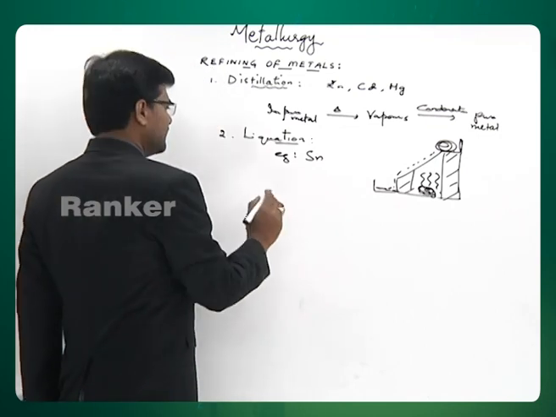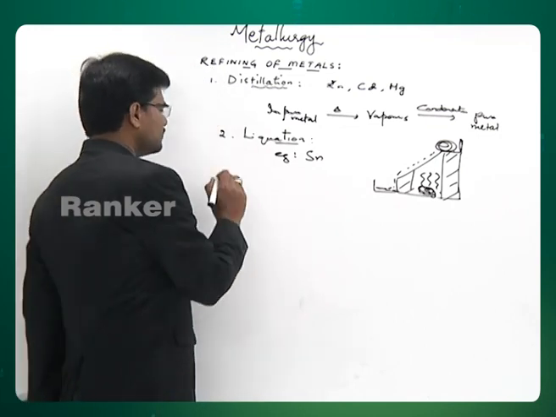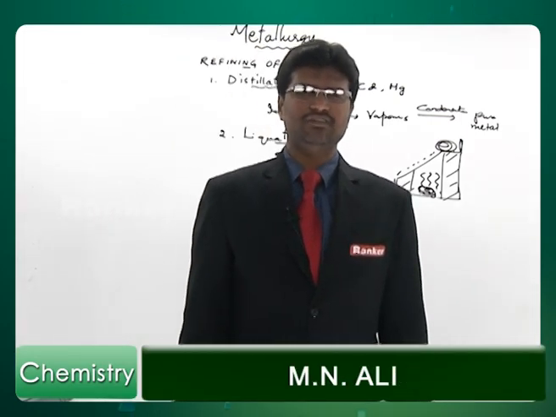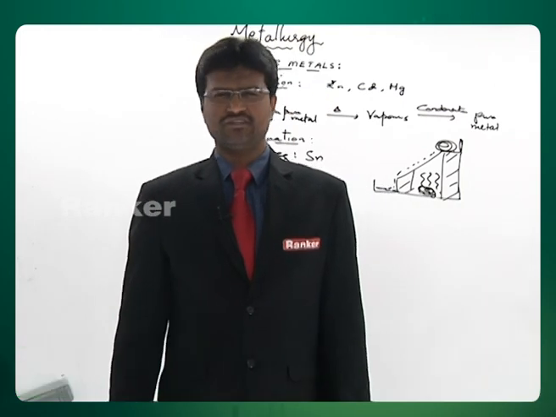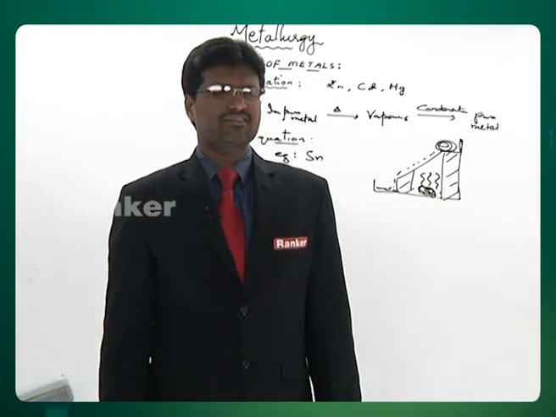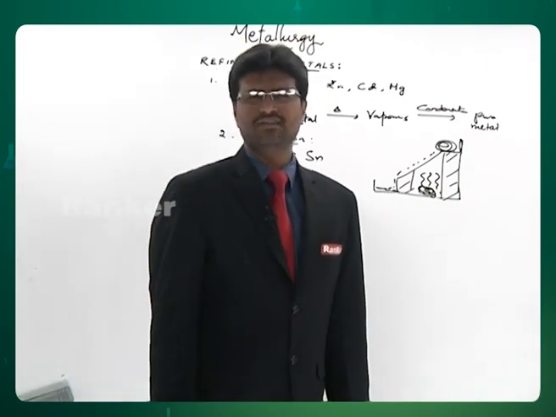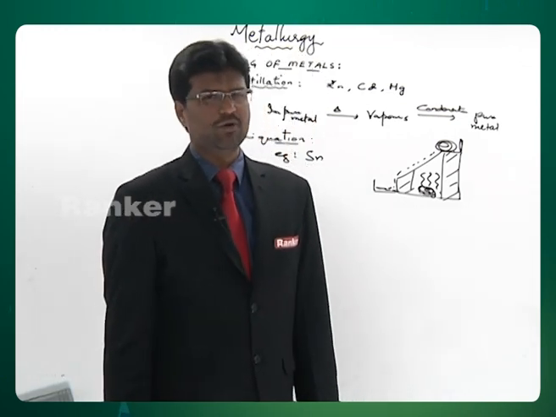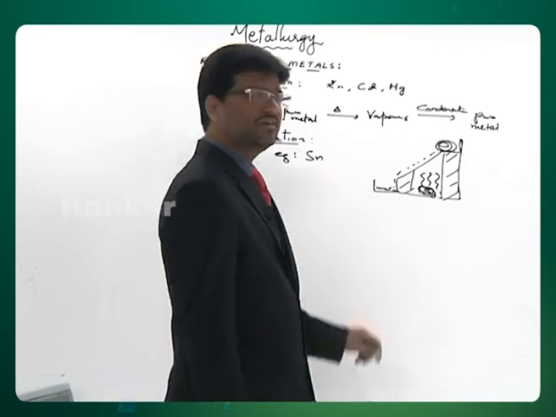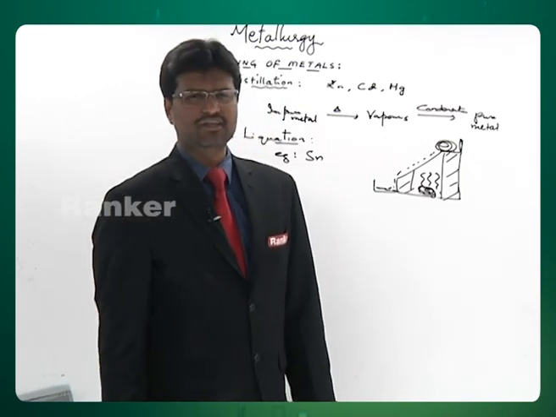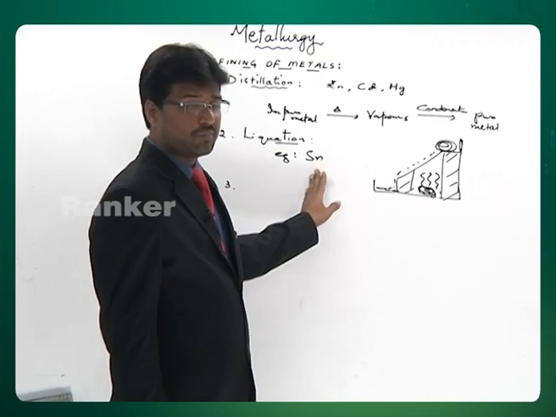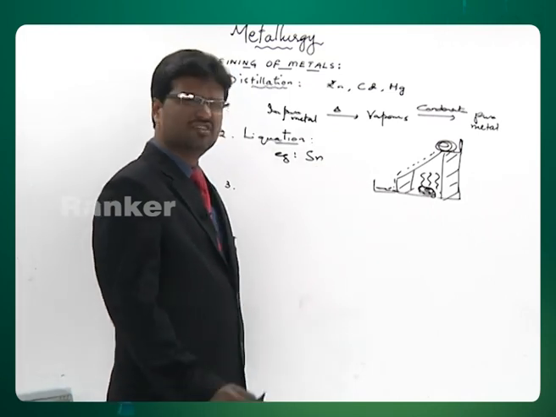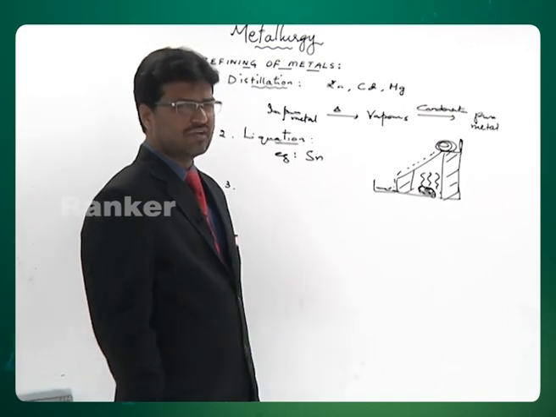That's liquation. So far we have discussed two methods. One is distillation. Distillation is applicable for metals which have low boiling points. Examples: zinc, cadmium and mercury. And then the next method we have discussed is liquation. Liquation is applicable for metals having low melting points. A very popular example is tin. Its melting point is very close to 300 degrees Celsius. Gallium also can be purified by this method. The melting point of gallium is somewhere around 30 degrees Celsius. Cesium is also a very low melting substance.